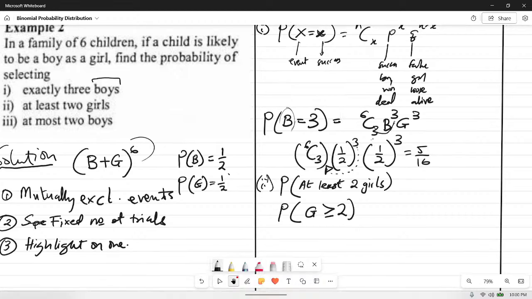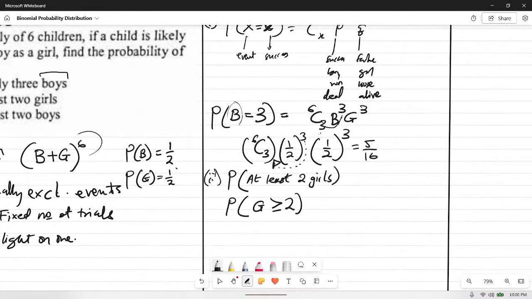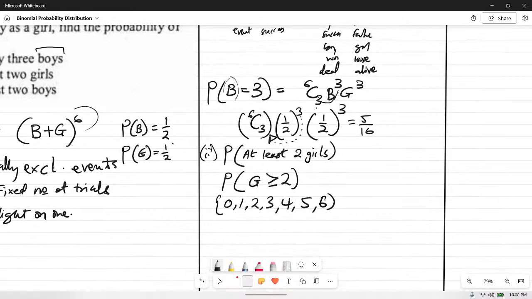Okay. And in this case, when we are listing elements, we can have a situation where there's 0 girls, or 1 girl, or 2 girls, or 3 girls, or 4 girls, or 5 girls, or 6 girls. These are the number of what? Experiments. But if they want 2 and above, at least 2, it means we want the exponent of the girls to be 2 and above. Are you with me? Yes, sir.